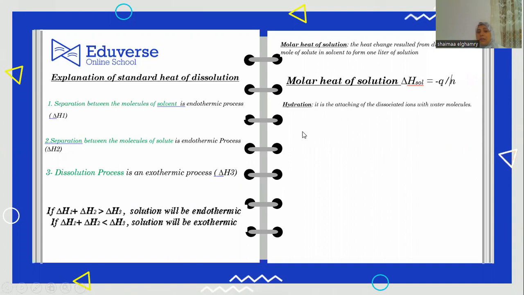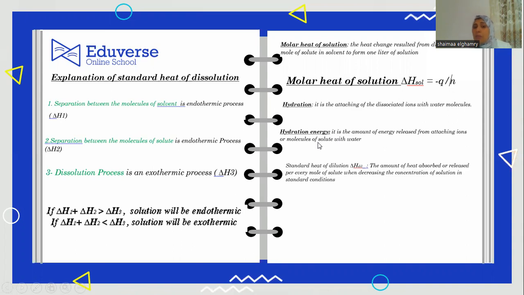The hydration means the attaching of dissociated ions with what? Water molecules. Here hydration represents the third step, which is delta H3. But here it is related only to dissolving what? Salts with water. So hydration is attaching of the dissociated ions with water molecules. Hydration energy is the amount of energy released from attaching of ions or molecules of solute with water.